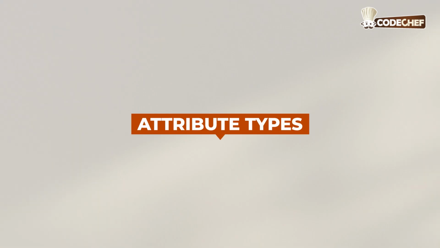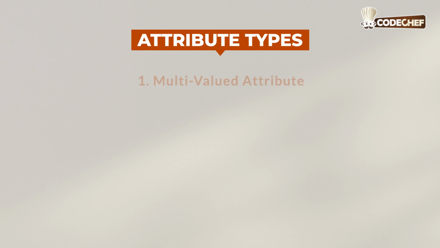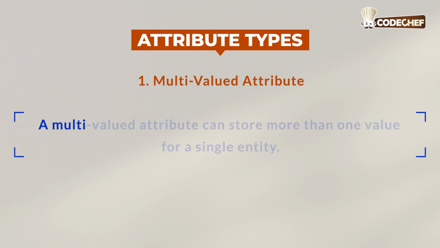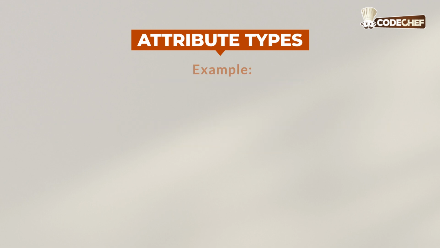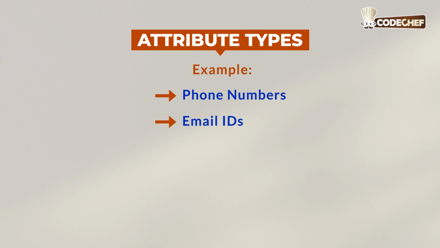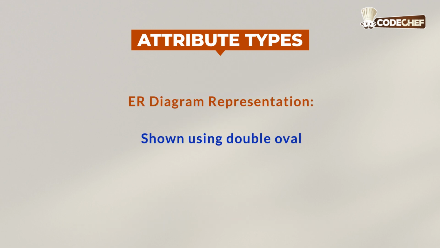Attribute types. Attributes describe the properties of an entity. So here we are going to discuss what are different types of attributes. First, multi-valued attributes. A multi-valued attribute can store more than one value for a single entity. Examples: phone numbers, email IDs, skills. So one student can have more than one phone number, one student can have more than one email ID, and same is the case with skills. A student can have multiple skills. Now how to represent ER diagram for such attributes that have multiple values? We show them using double oval.